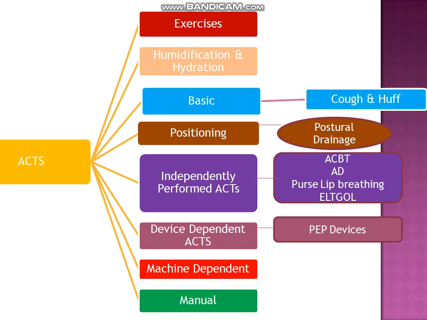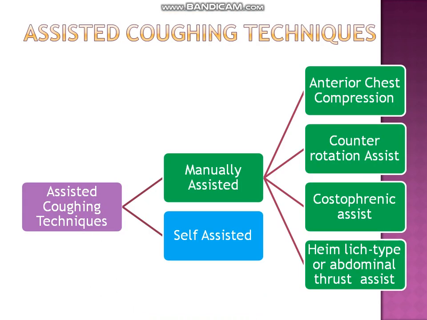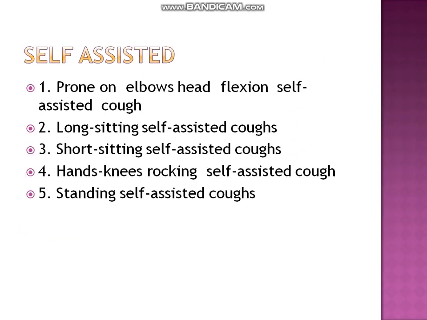Then the device dependent airway clearance techniques are PEP devices, machine dependent and manual techniques. The assisted coughing techniques could be further classified into manually assisted techniques and self-assisted techniques. Manually assisted techniques are sub-classified into anterior chest compression, counter rotation assist, costophrenic assist and Heimlich type or abdominal thrust assist. The self-assisted techniques are prone on elbow, head flexion self-assisted cough, long sitting self-assisted cough, short sitting self-assisted cough, hands knee rocking self-assisted cough, and standing self-assisted cough.